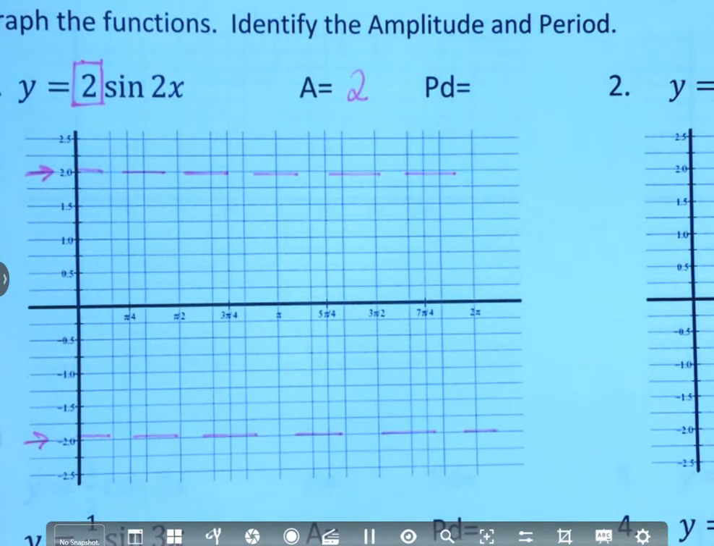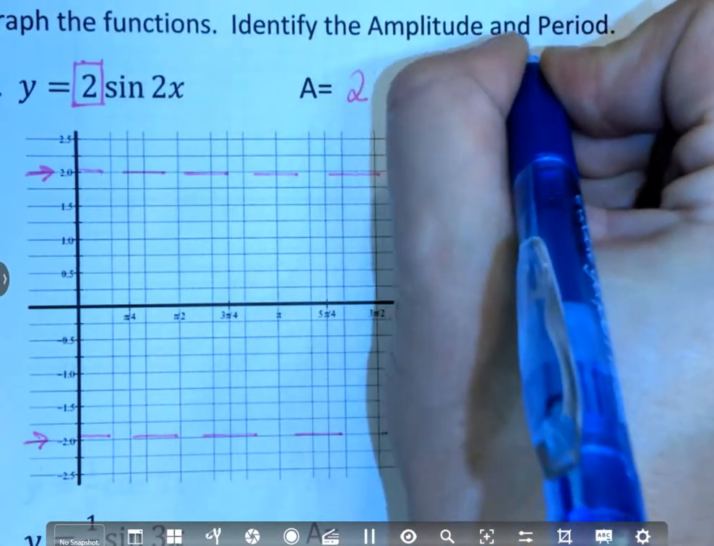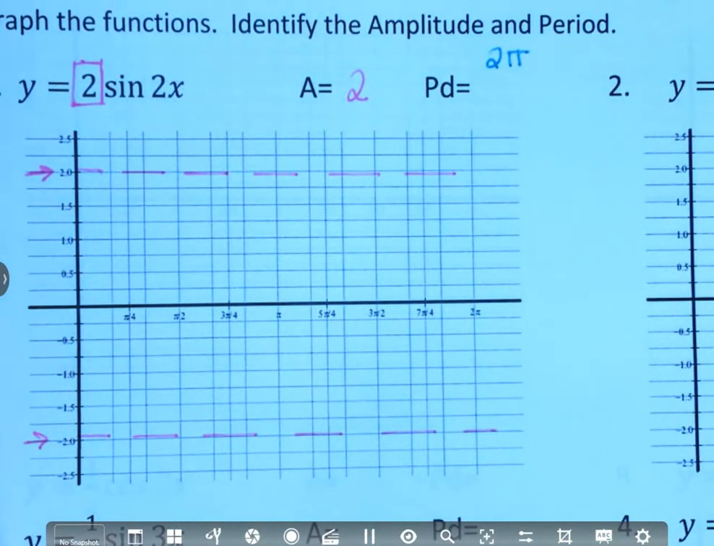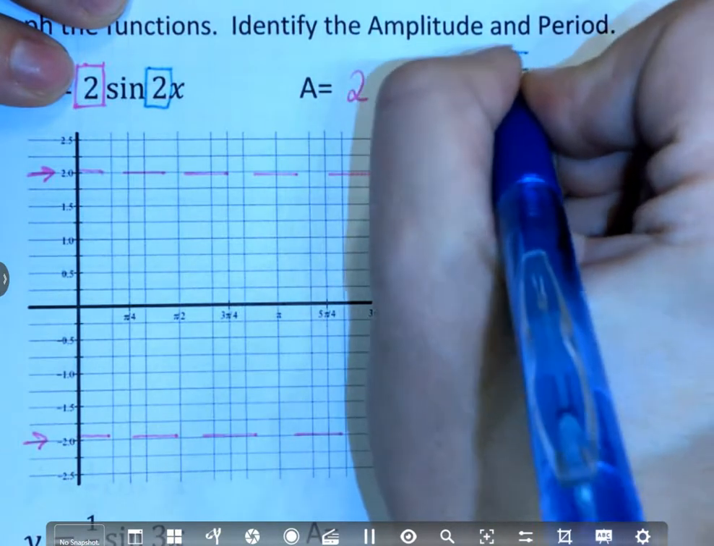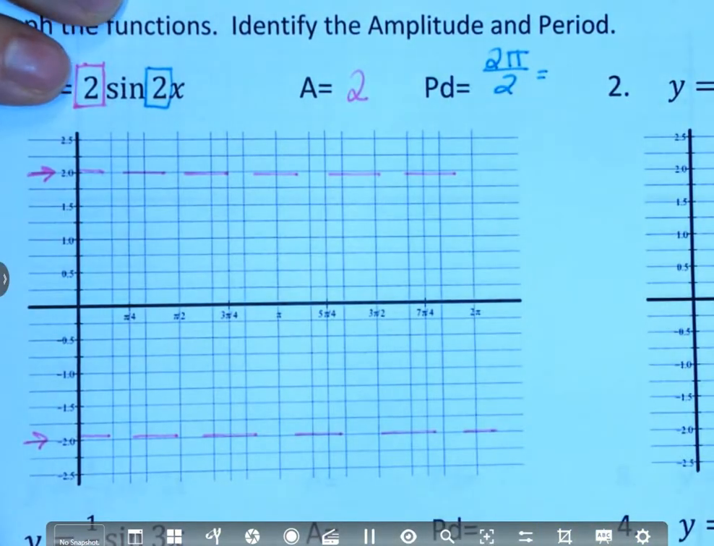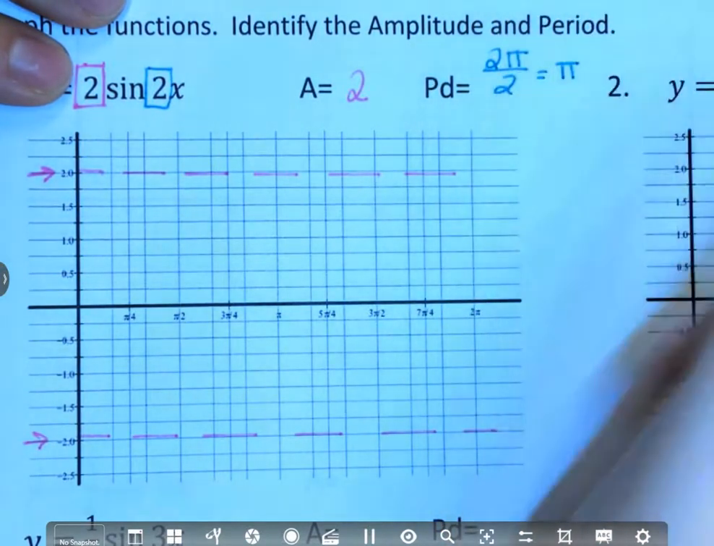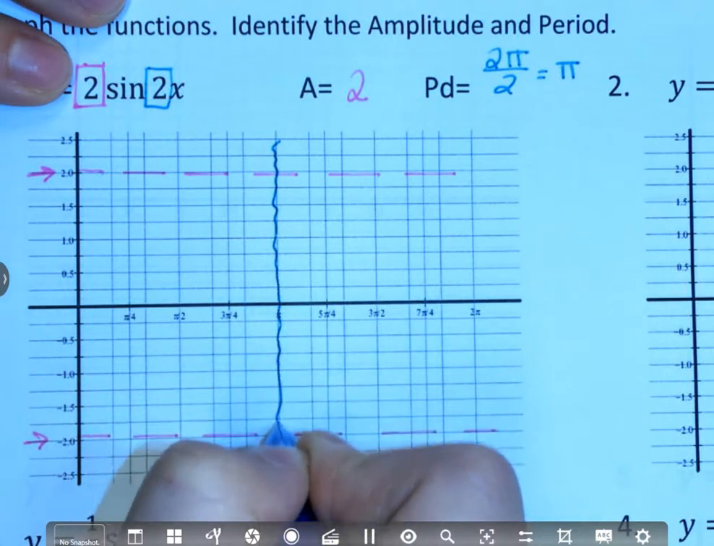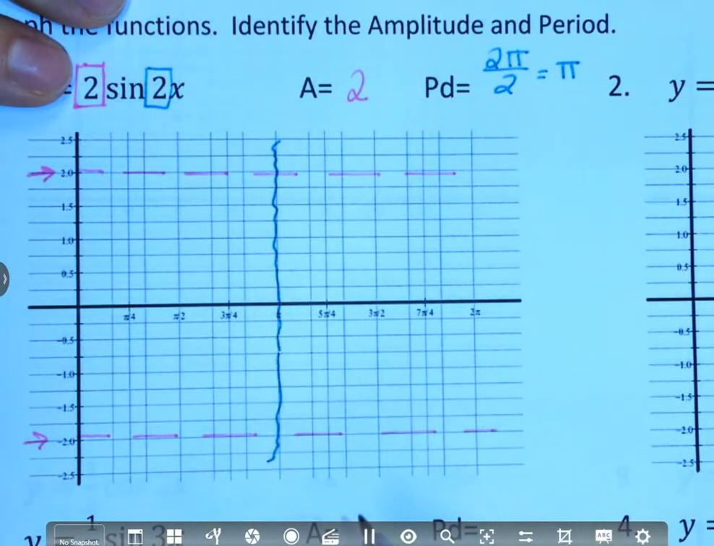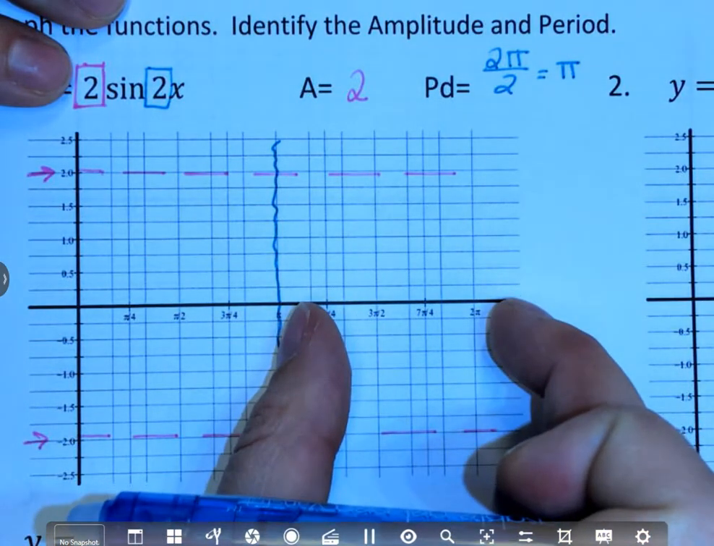What is the normal period for a function? 2 pi. So we take 2 pi, and in this case, I'm going to divide it by 2. This 2. So what is 2 pi divided by 2? Pi. That means my whole period should fit within that window. You don't need to draw that. I'm just kind of making a point. So I should be able to have 1 period here and 1 period here.